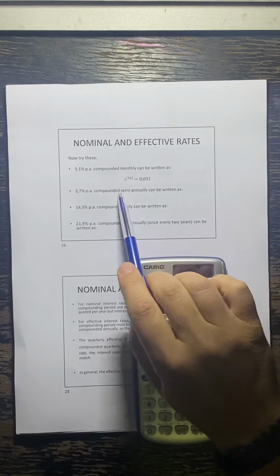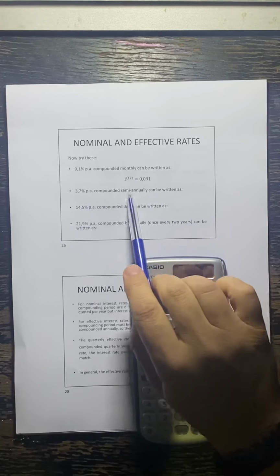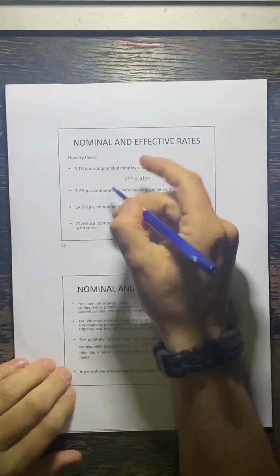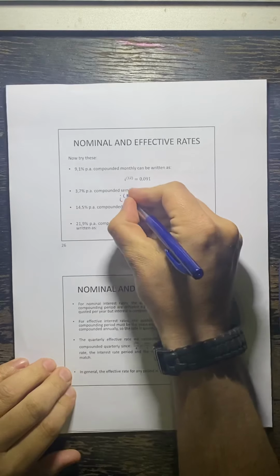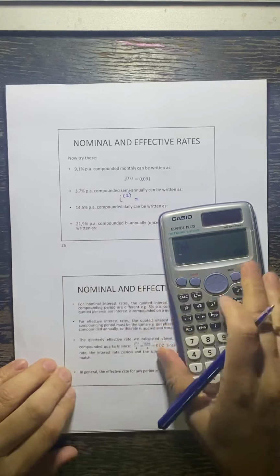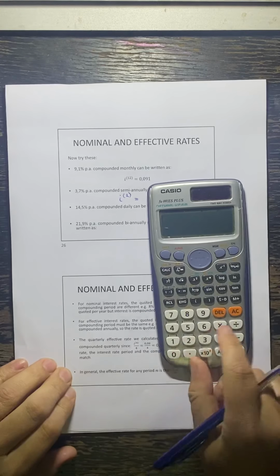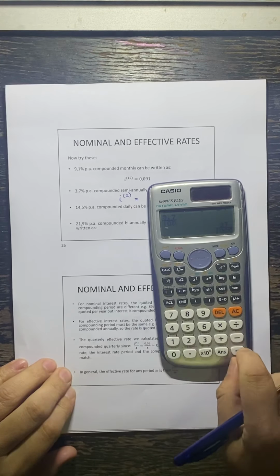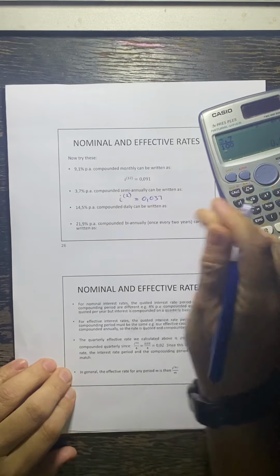Okay, so for the next one, they're asking 3.7% per annum compounded semi-annually can be written as. Now, how many semi-annuals are there? In other words, if you break a year down into semis, it's 2. So this would be i_2 equals. Convert this into a decimal and you get 3.7 over 100, and you get 0.037.